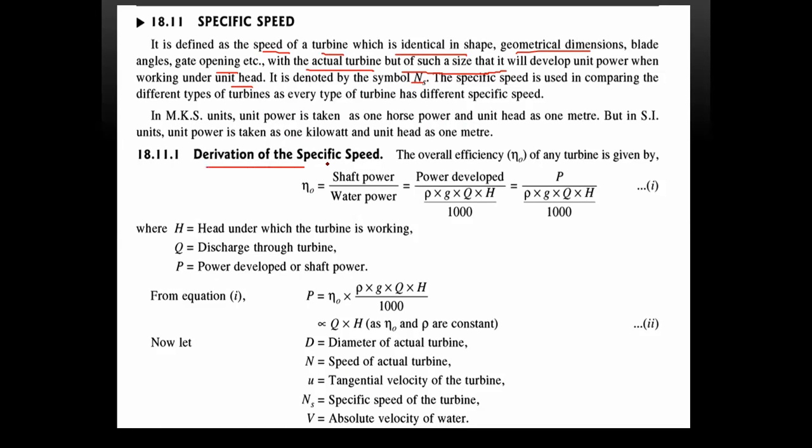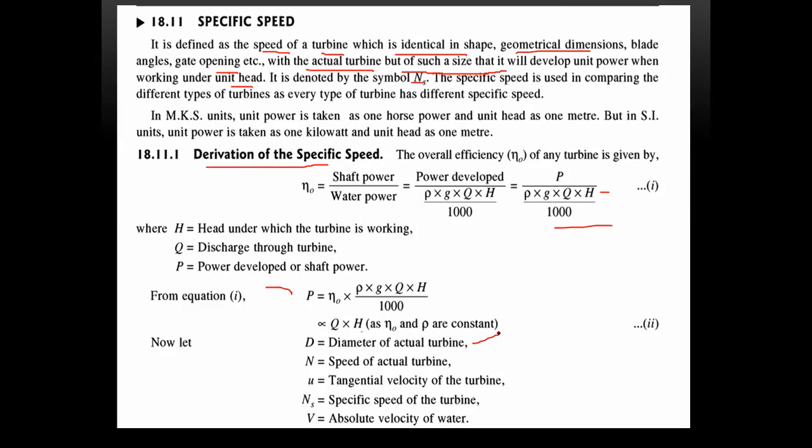Now the derivation of the specific speed. The overall efficiency of any turbine is shaft power by water power. The shaft power is equal to the power developed by water power, keep it as equation 1. Now what is H here? H is equal to head, Q is equal to discharge, P is equal to power developed. Therefore, from equation 1, we are getting this. Now it is inversely proportional to the discharge into H, where D is equal to the diameter of the turbine.